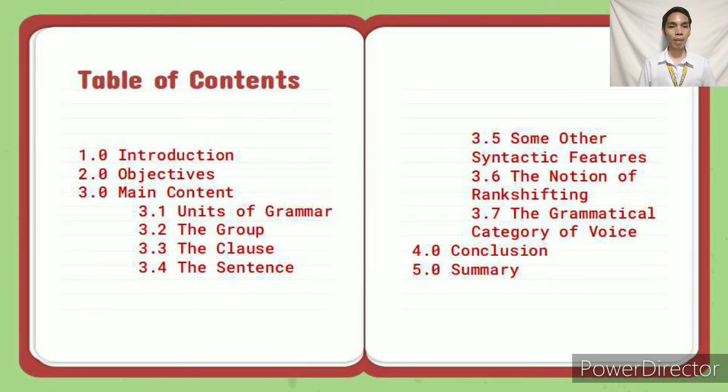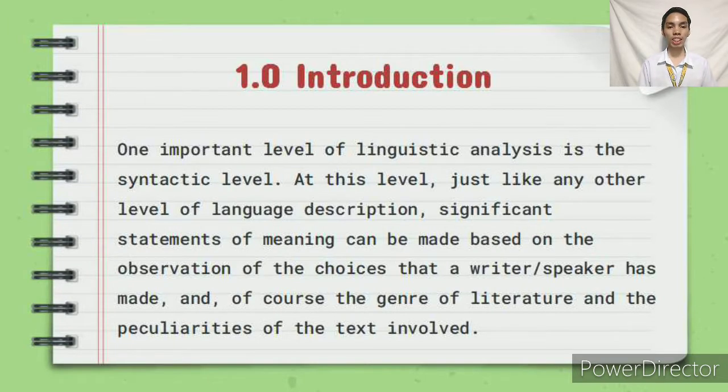So here is the table of contents that I am going to discuss to you. First, we have the introduction. Second, the objectives. Third, the main content. And under the main content, we have units of grammar, the group, the clause, the sentence, some other syntactic features, the notion of rank shifting, the grammatical category of voice, conclusion, and we also have summary. So first, we have introduction.